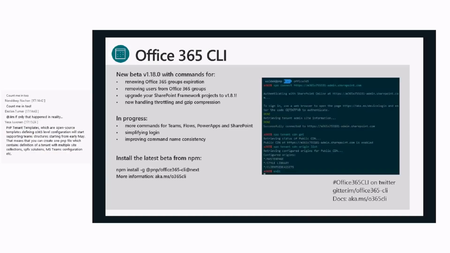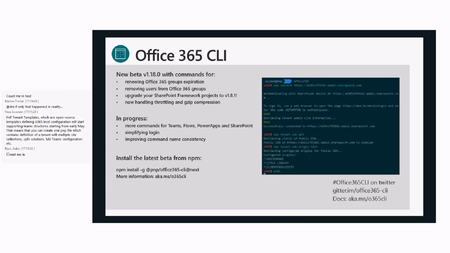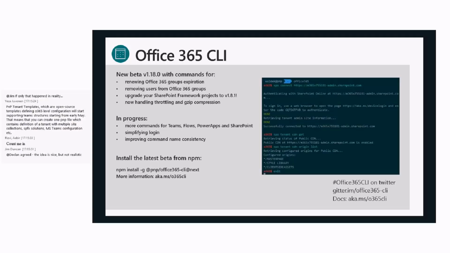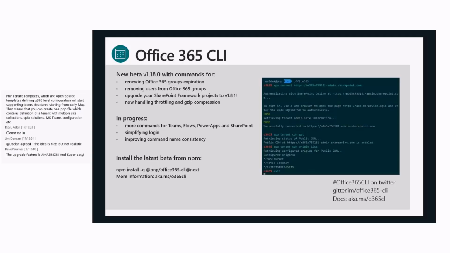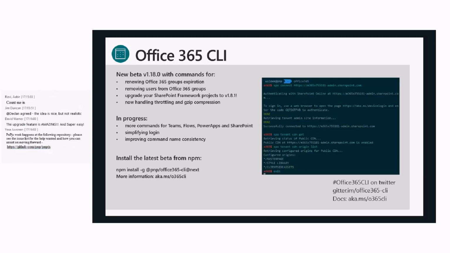Updates on the Office 365 CLI. New beta 1.18 with commands for renewing Office 365 group expiration, removing users from the groups, and upgrading your SharePoint Framework projects to 1.8.1, which is the latest SharePoint Framework. So the CLI is awesome, but this is one of the coolest features, I think, of the CLI: the ability to easily update your existing SharePoint Framework projects from older versions to the latest version automatically using this tool. So really cool thing if you haven't checked that out.